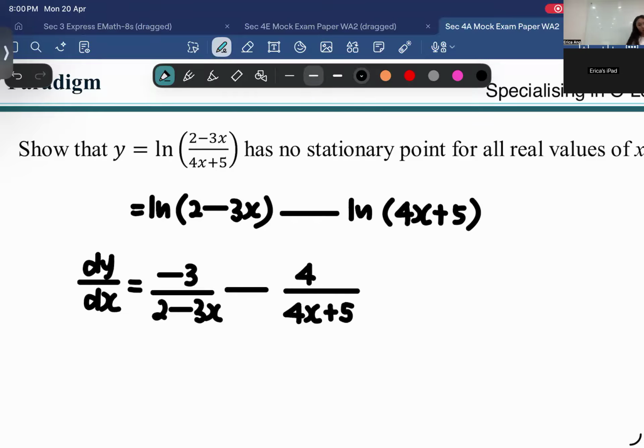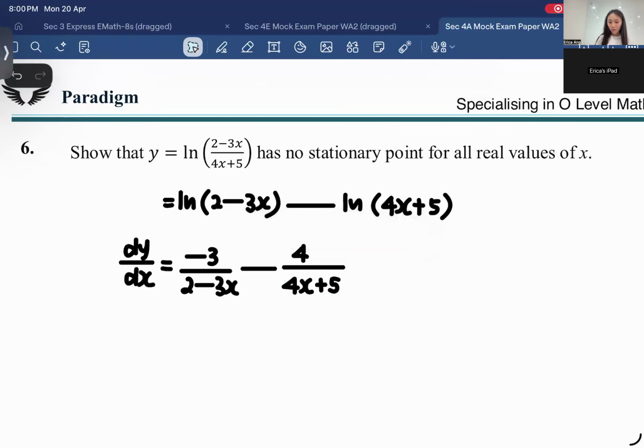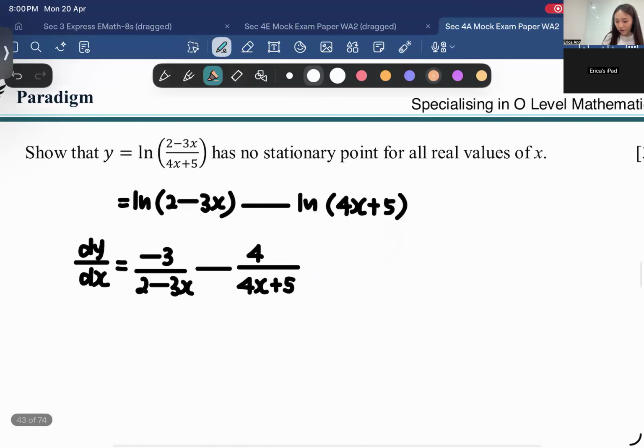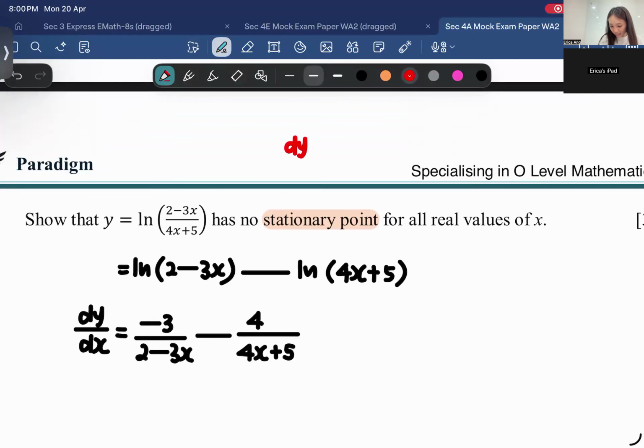Can we understand this? Okay, so now this one is a little bit tricky. So everybody, can you all join me from here? Let's start with Isabel. Isabel, what's the meaning of stationary points? That means dy/dx is equal to 0, right? So what do they mean by no stationary point? That means my dy/dx cannot be 0.